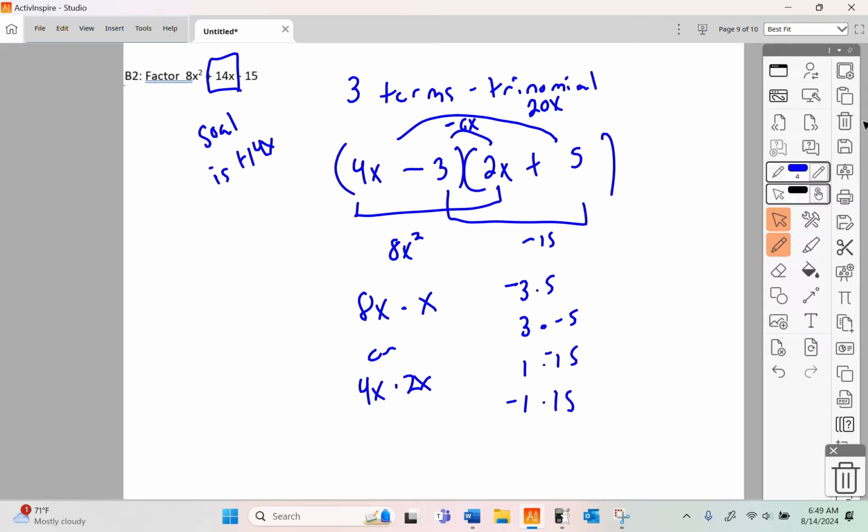Guess and check, 70% retention rate. If your parents don't know how to factor, it's because they weren't taught guess and check, or they didn't have to take algebra 2, which is not that uncommon.